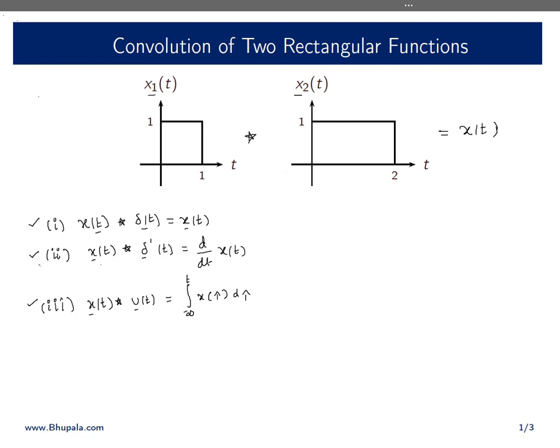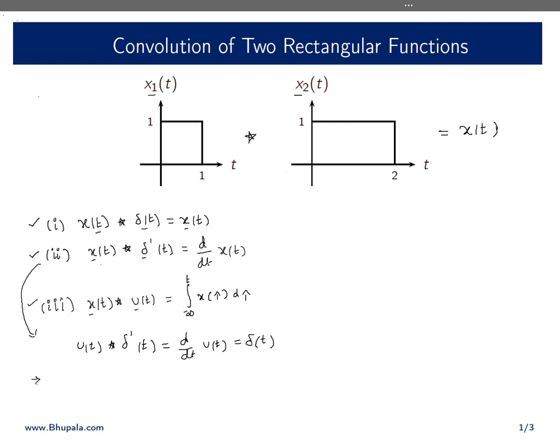If you substitute x of t to be u of t in the second result, we can see that u of t convolved with delta dash of t is nothing but the derivative of unit step function, which is nothing but the Dirac delta function. So the derivative of unit step function would be Dirac delta function. Let us start trying to evaluate the convolution of the original signal.